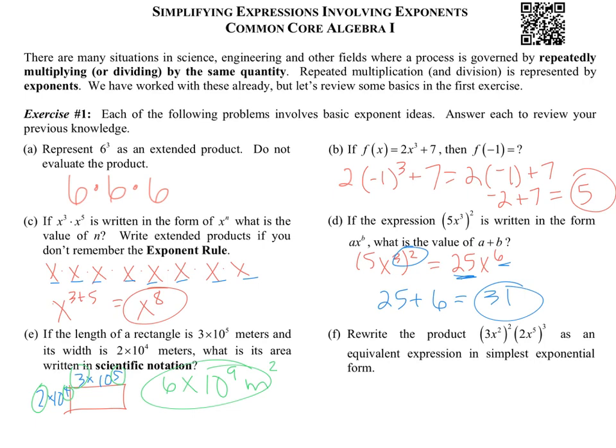All right, finally, rewrite the product as an equivalent expression in simplest exponential form. The first one, we have to square this, so it becomes 9x to the fourth. And we're still multiplying it by cubing this, which becomes 8x to the 15th. So now 9 times 8 is 72, and x to the fourth and x to the 15th becomes x to the 19th.